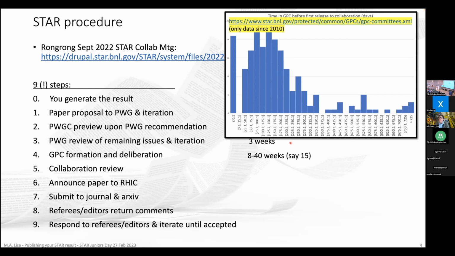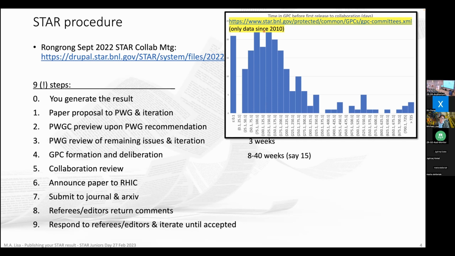So I took some data from this XML page there that the physics analysis coordinators put together. I think I started it when I was PAC a long time ago. This is only data since 2010, so we're not looking at antique stuff here. And it's peaking just around 15 weeks, 14, 15 weeks. So, naturally, if you took an average, it would even be larger than that because of the skew.